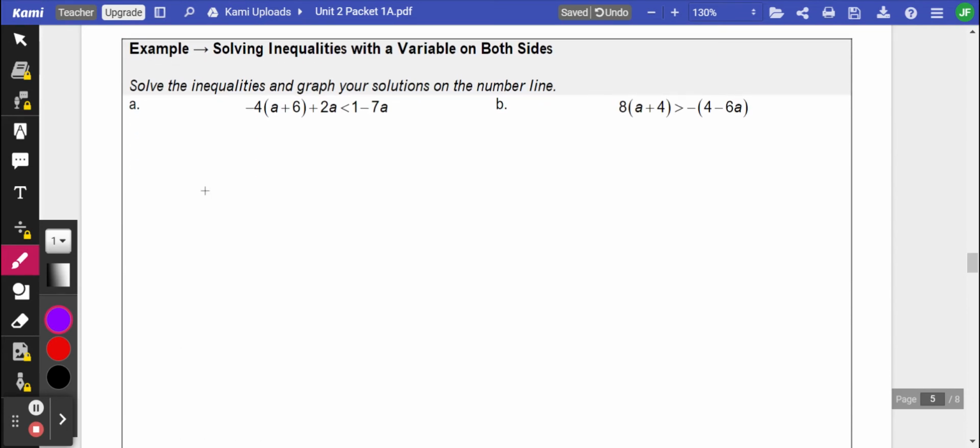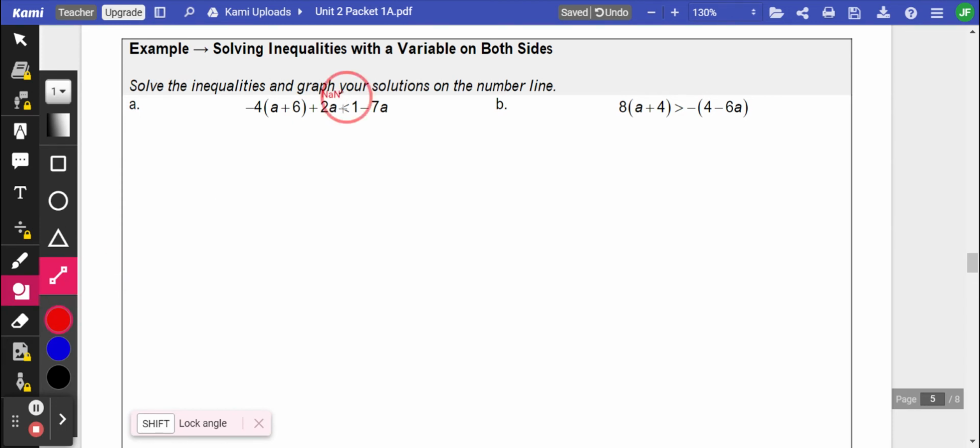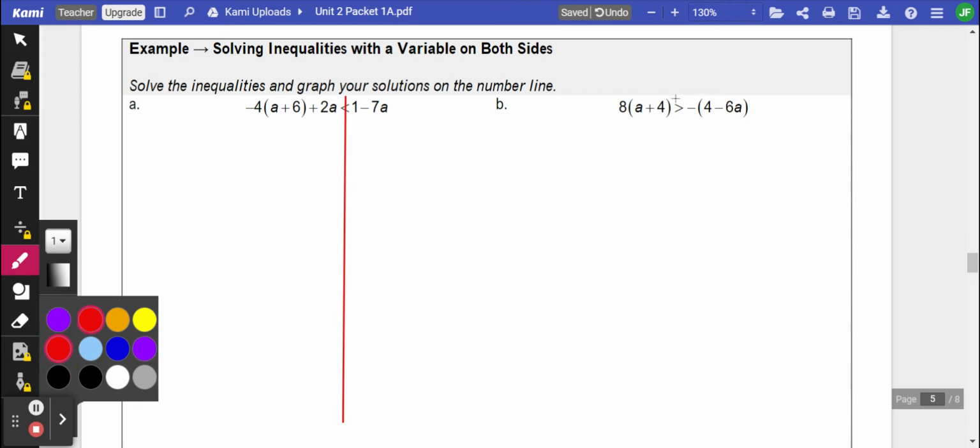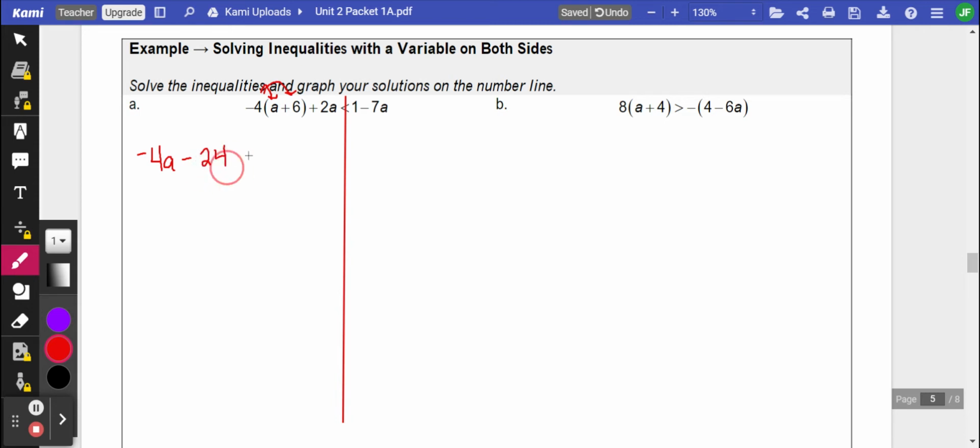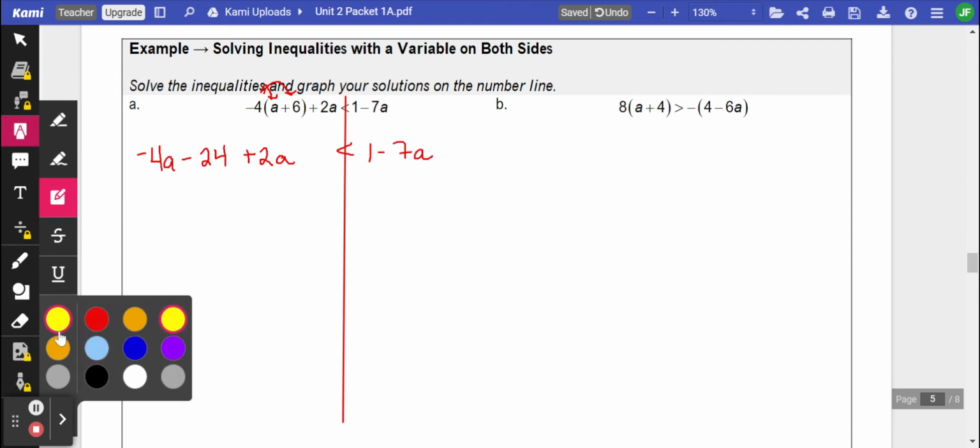So, first problem. Let's go ahead and draw our line through our inequality symbol. We are going to eliminate our parentheses first by distributing. So we are going to multiply -4 times a and -4 times 6. So -4 times a is -4a. -4 times 6 is -24. And then I'm bringing down that plus 2a because it wasn't in the parentheses. I'm also bringing down my sign because I haven't done anything to cancel yet. So that's going to stay exactly as it was.